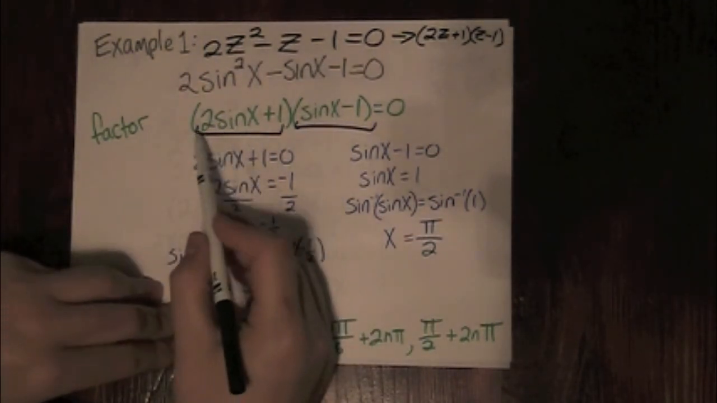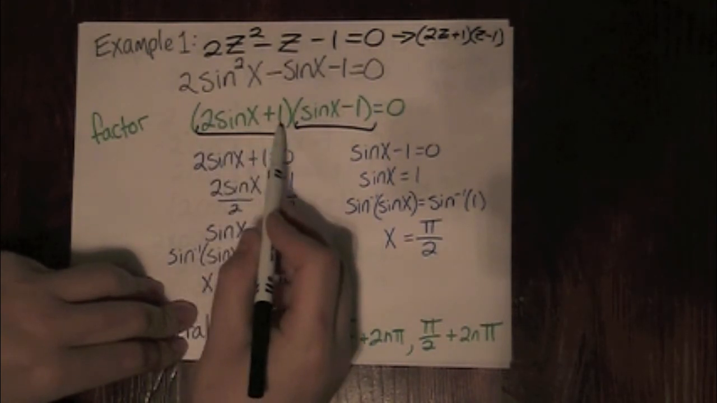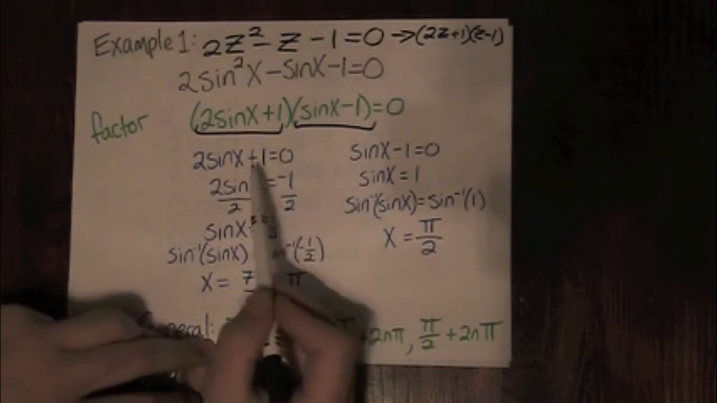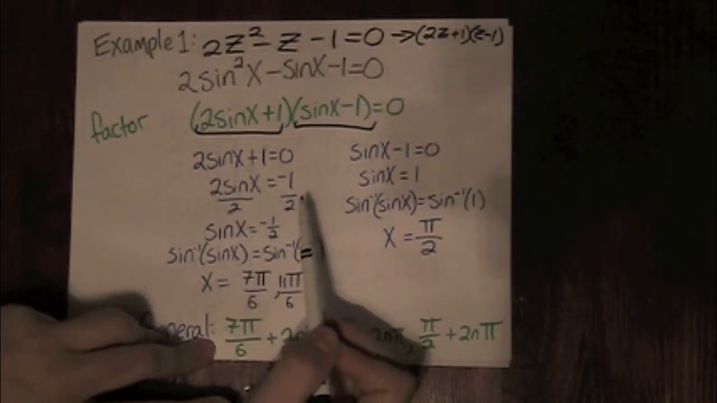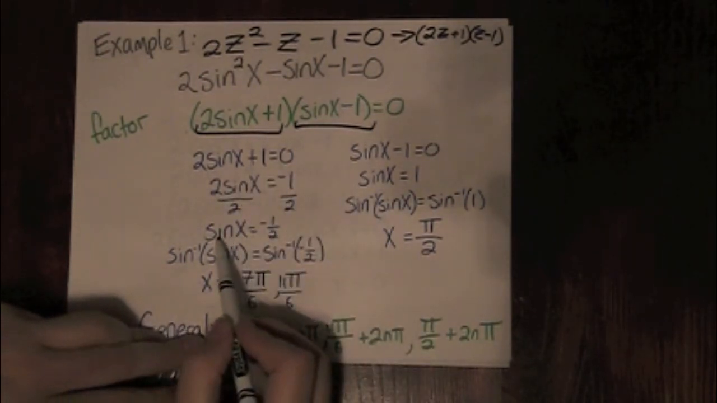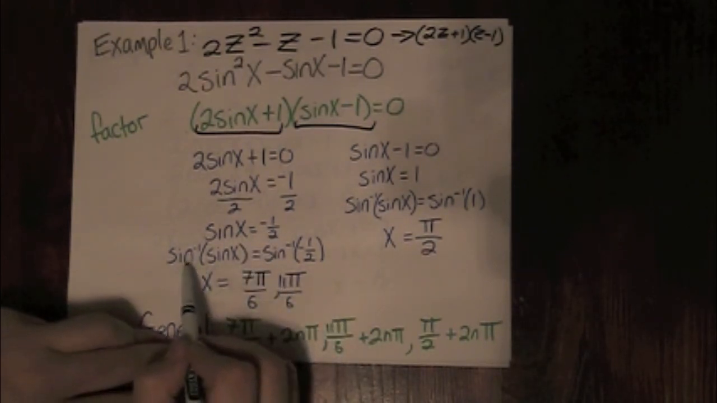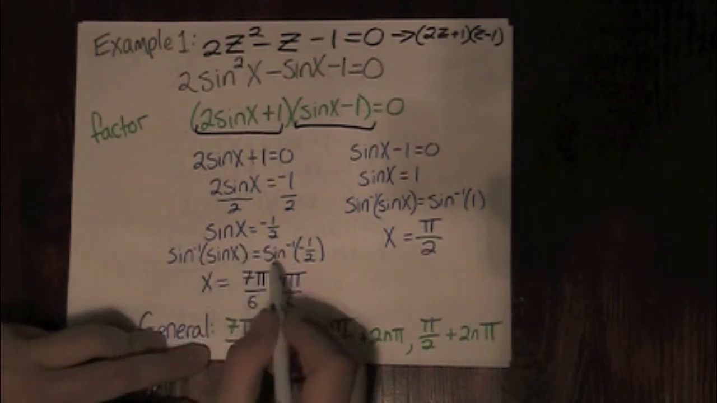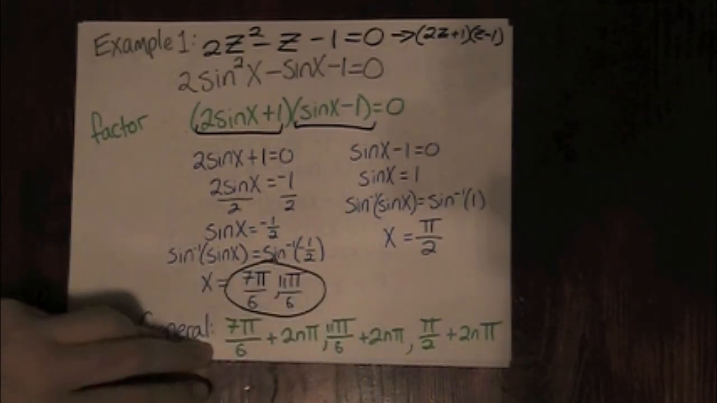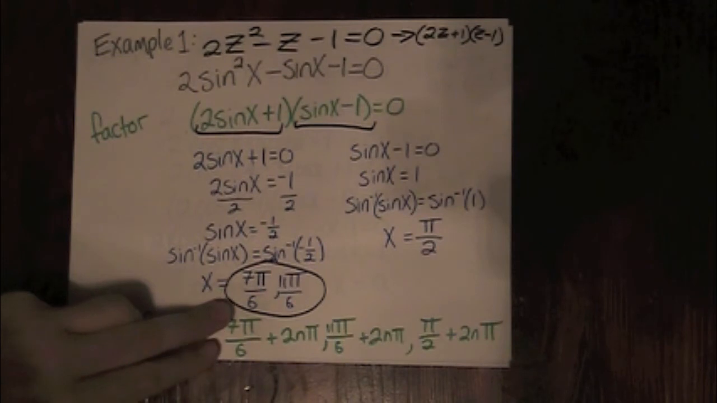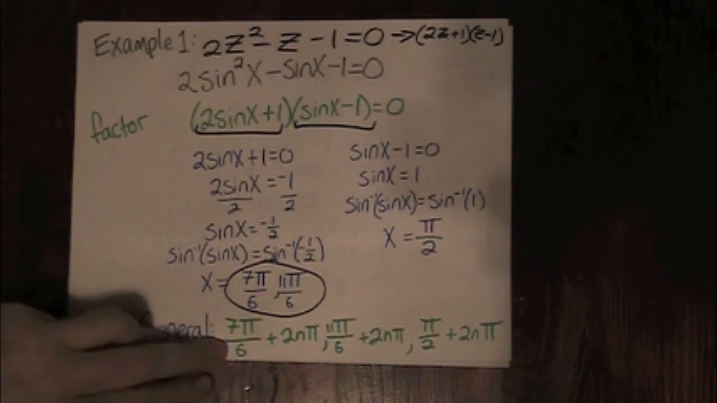Start on the left with 2 sine of x plus 1 equals 0. I'm going to isolate my sine of x, subtract 1 from both sides, divide by 2, and I get sine of x equals negative a half. Take the inverse sine of both sides, and I get two solutions between 0 and 2 pi: 7 pi over 6 and 11 pi over 6.